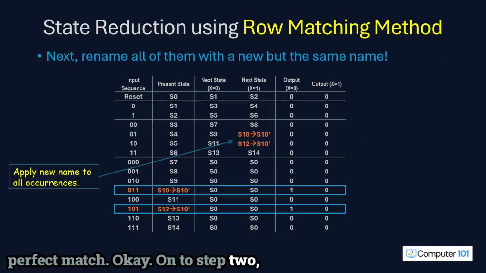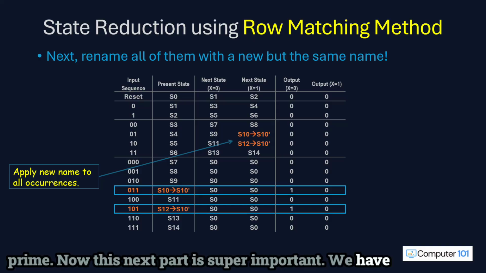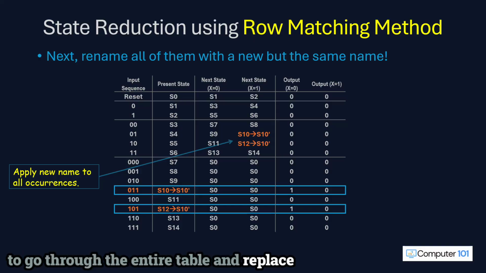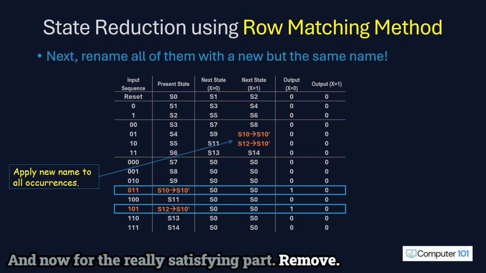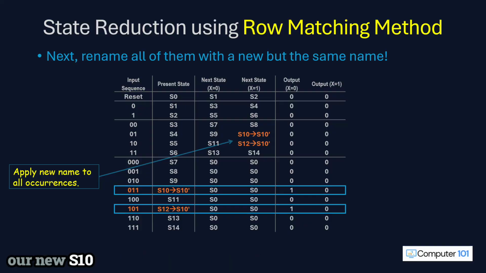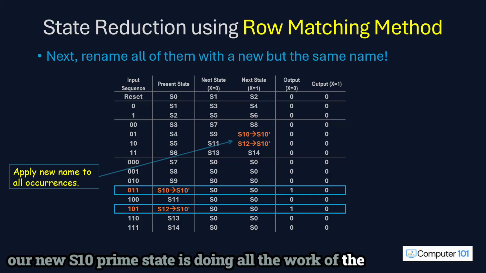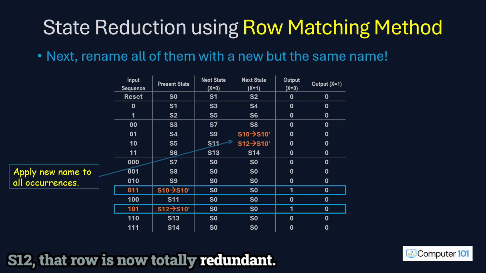Okay, on to step 2, rename. Since S10 and S12 are basically acting like twins, we can merge them into one brand new state. Let's just call it S10 prime. Now this next part is super important. We have to go through the entire table and replace every single time we see S10 or S12 with our new name, S10 prime. And now for the really satisfying part, remove. Since our new S10 prime state is doing all the work of the old S12, that row is now totally redundant.